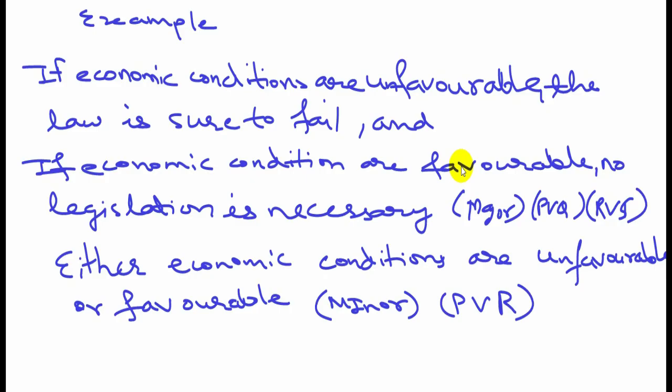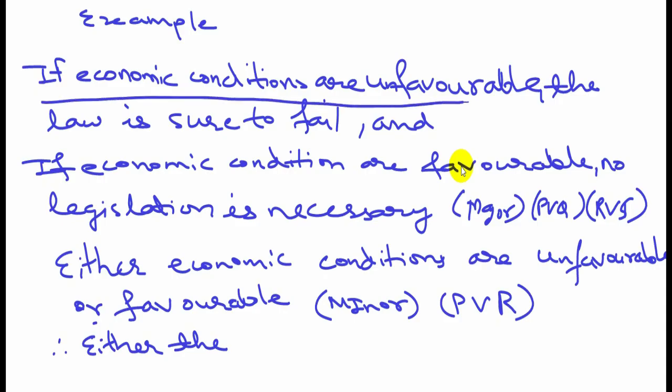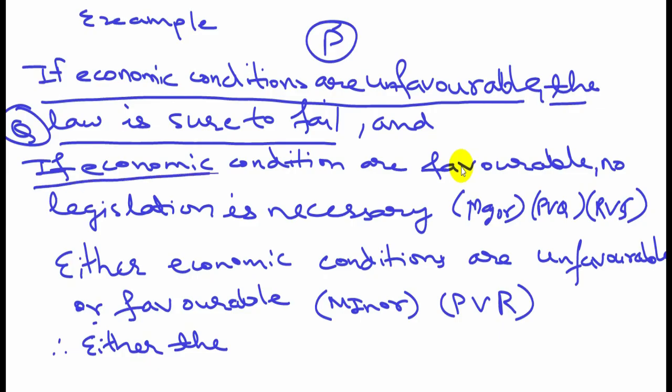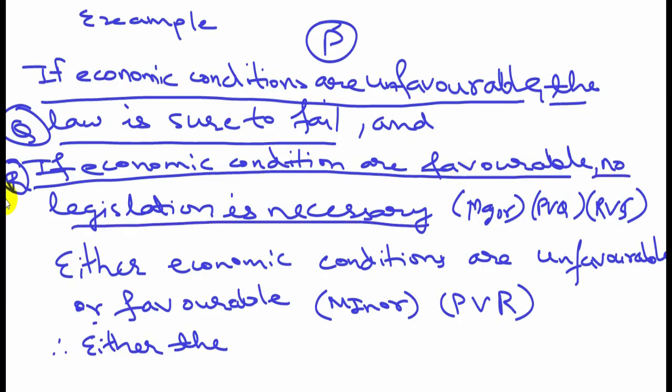So therefore the conclusion should be either, so this is if economic conditions are unfavorable, this is your P, the law is sure to fail, this is Q. If economic conditions are favorable, this is your R, and no legislation is necessary, this is your S, P, Q, R, S. Now, P or R.